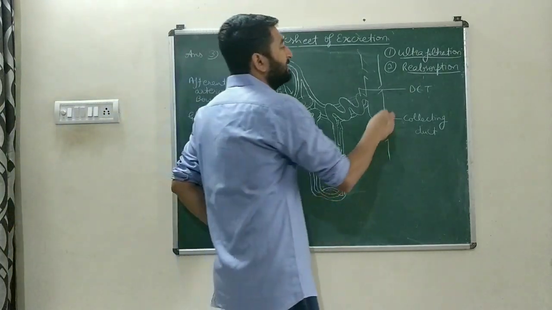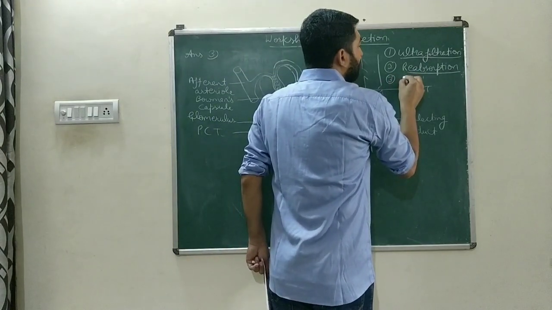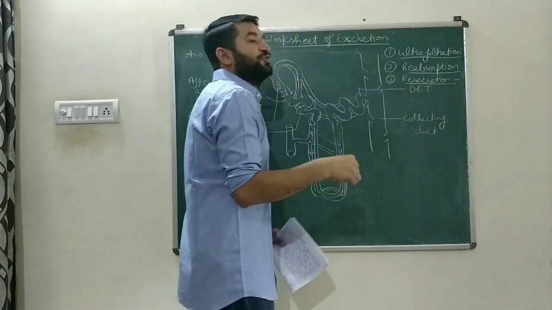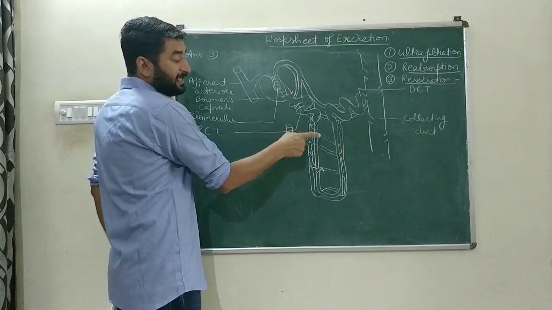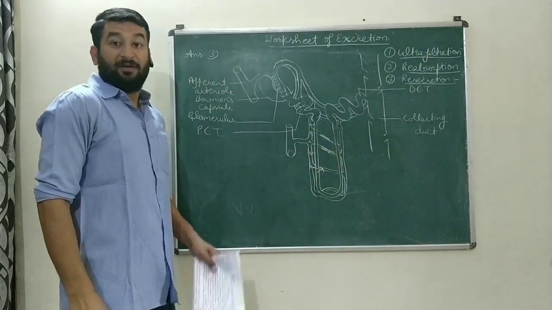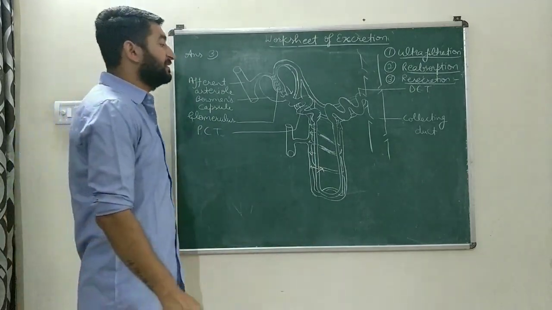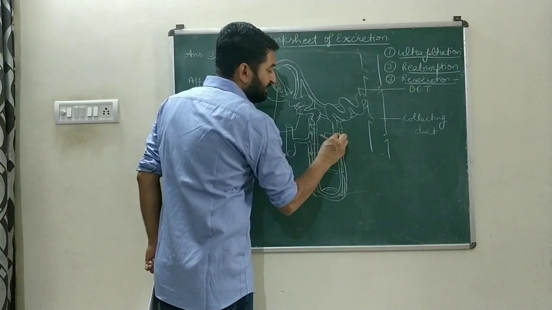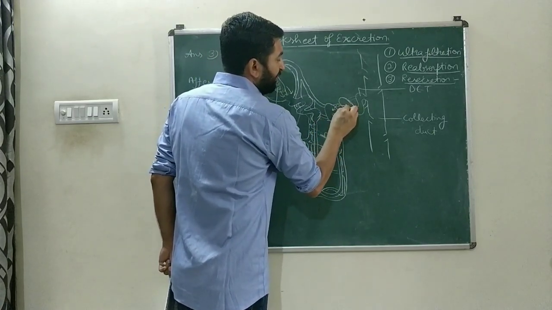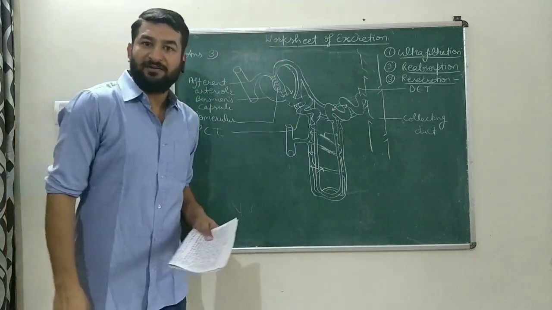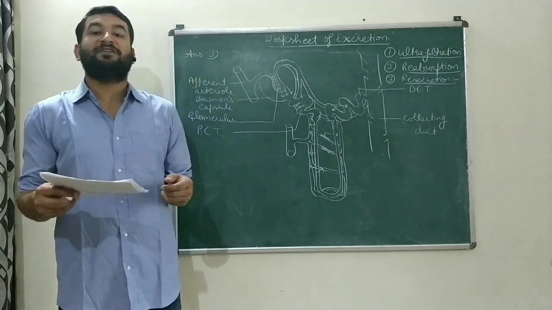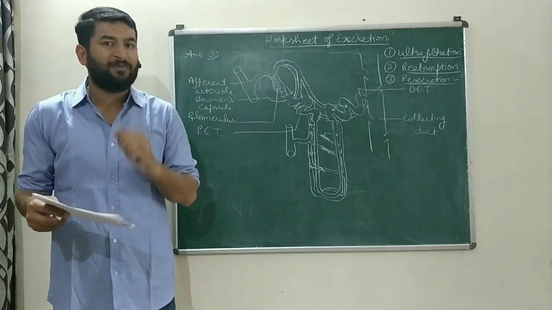The third and last step of urine formation is tubular secretion. Re means again and secretion means to secrete something. Useful materials are reabsorbed into these blood capillaries. Along with that, simultaneously, certain waste products are released into the tubular part, and those waste products are ammonia and some amount of potassium ions.